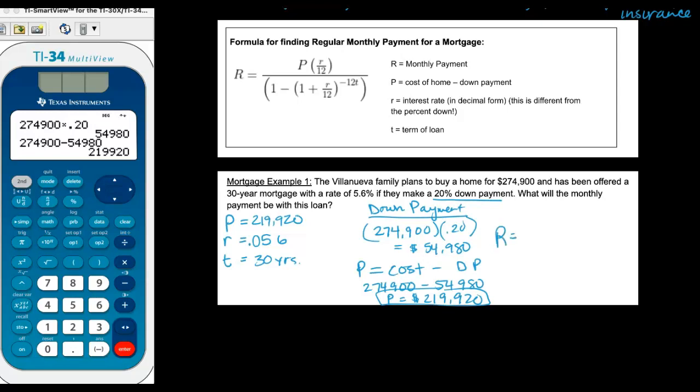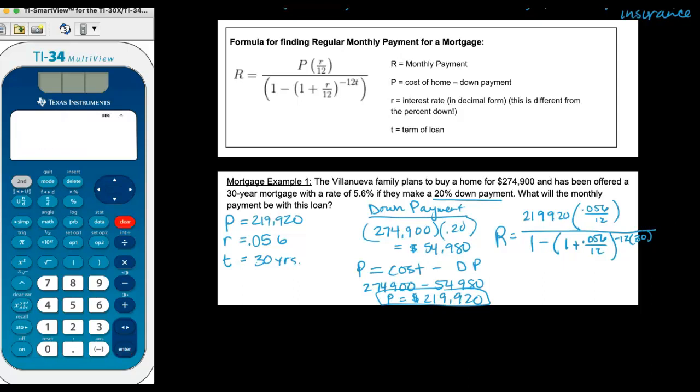I'm just going to use the formula up here, and I'm going to plug in all of the numbers. So $219,920 times the rate 0.056 divided by 12, divided by 1 minus 1 plus 0.056 over 12 to the negative 12 times t, which is 30, power. And so you've got two options here. If you have this type of calculator, a TI-30, you can use the n over d button and type it in exactly how I have it written on my paper.